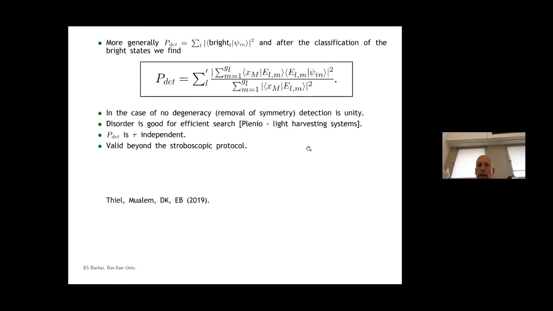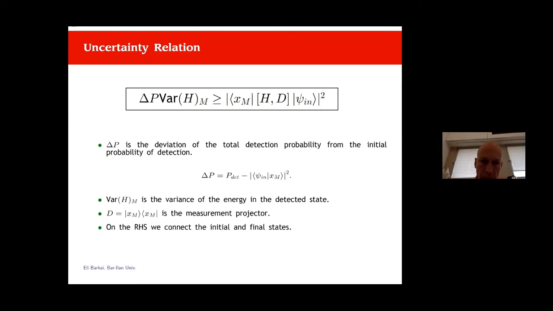So again, we had already a bound from above, which was very simple. We just need to count the number of equivalent states with respect to the detector and we have a bound. But we found that there is another bound which is a lower bound for the P detection. And this is an uncertainty-like relation. I'm just going to give you the final result. And if you're interested, you can go to my papers and read.